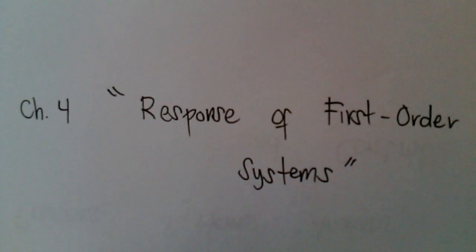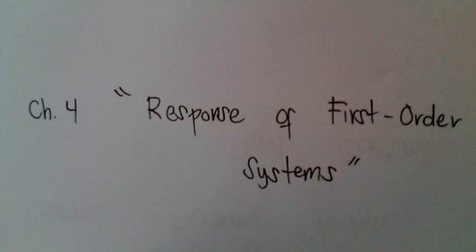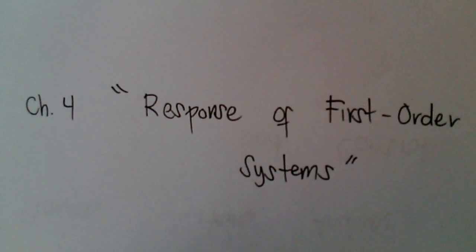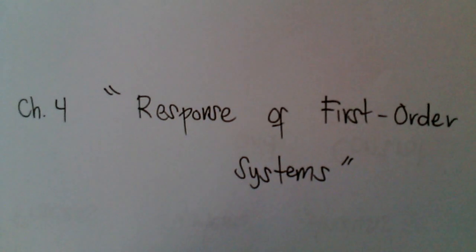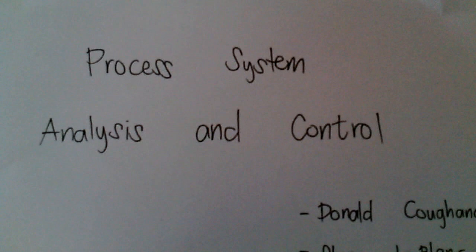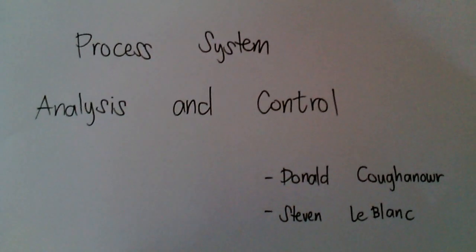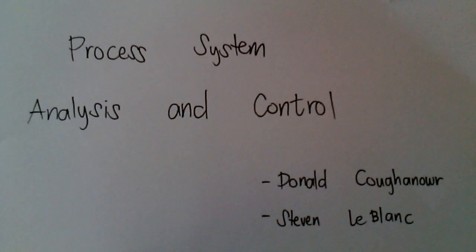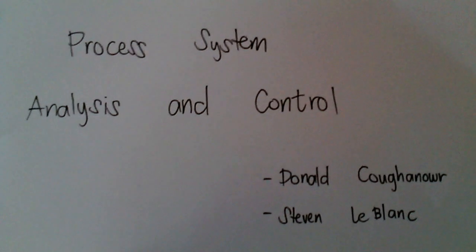Good day everyone. Today, in this video, I'm going to discuss Chapter 4, the response of first order systems. This is from the book Process System Analysis and Control by Donald Coughanowr and Steven LeBlanc. So first, let's have a problem.